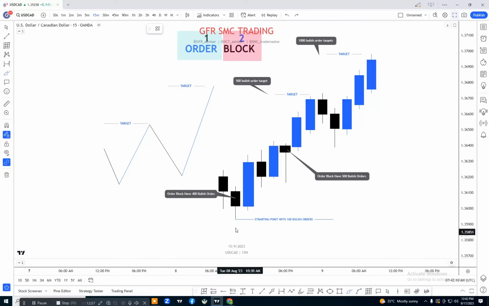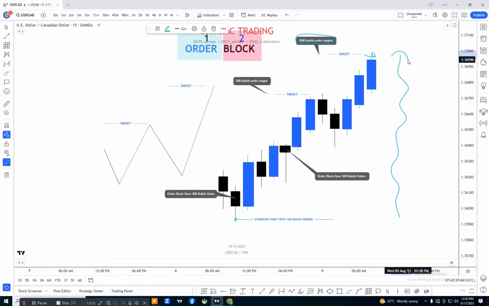Market needs to start from this candle and go to this target, but it needs 1000 bullish orders from this area to pump and fly high toward this target. But if we look at this starting point with just 100 bullish orders, that means the market has started the bullish trend with only 100 bullish orders, but it needs 1000 to complete this target.